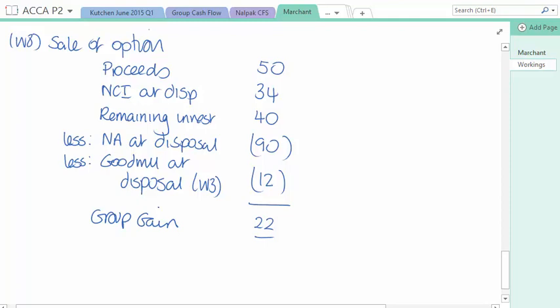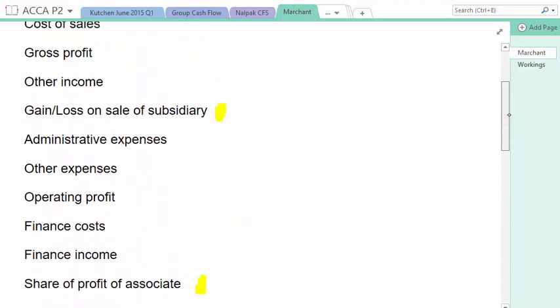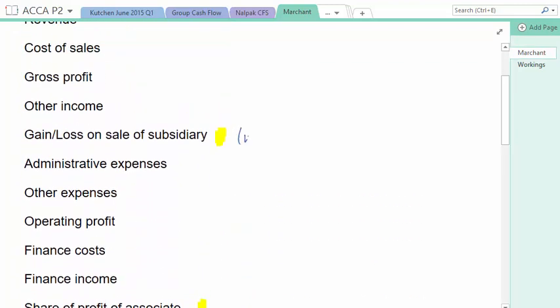So the examiner's actually given us nearly all of those figures. So what we can now do is take that group gain and show that on the face. Gain on disposal of subsidiary from working number 9, got a figure of 22. That deals with Marchant for the first 6 months of the year.